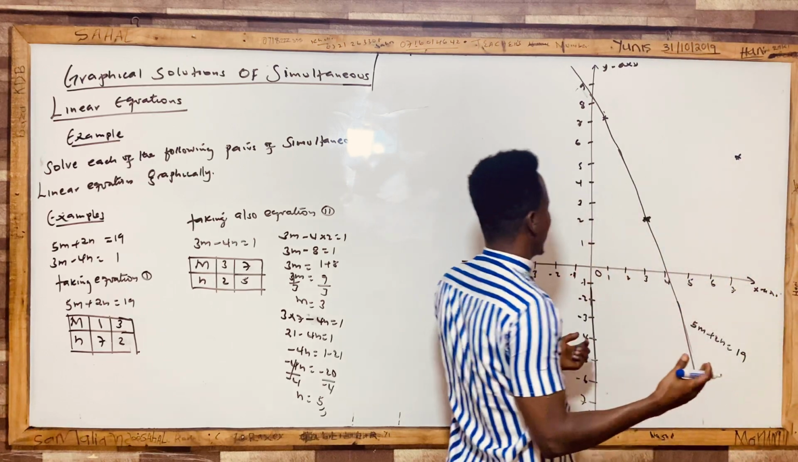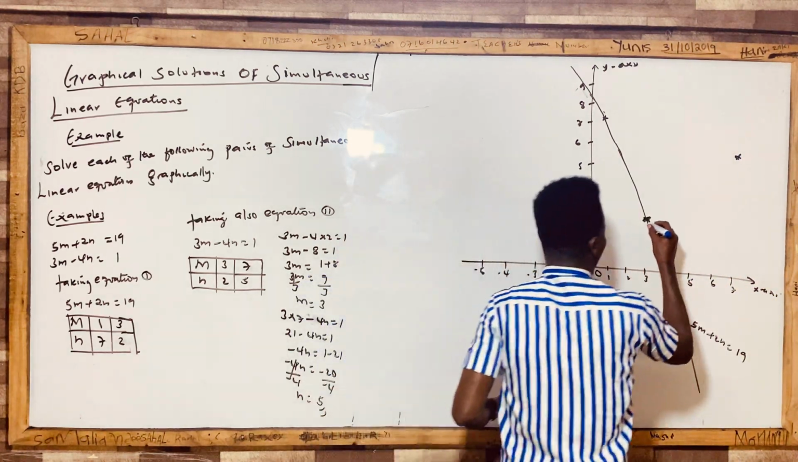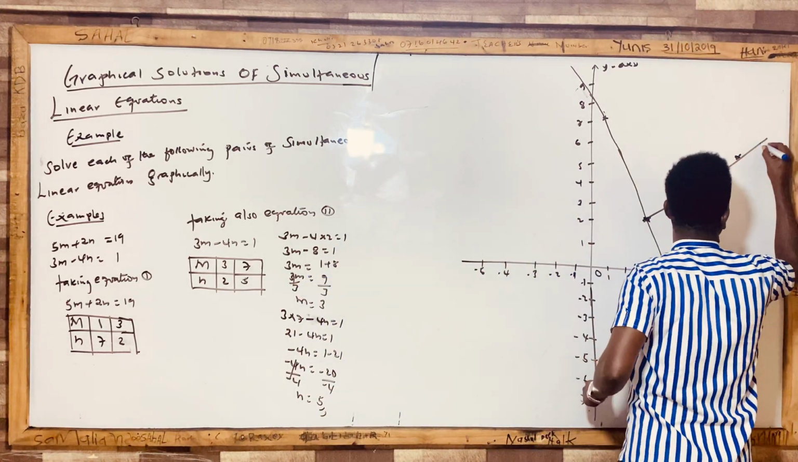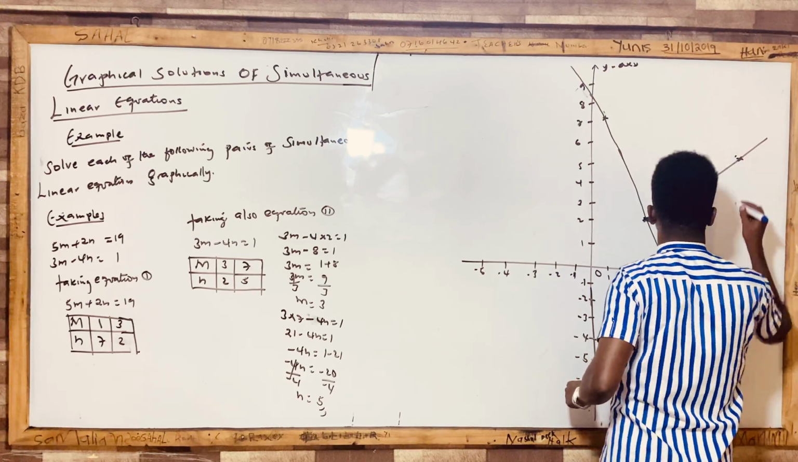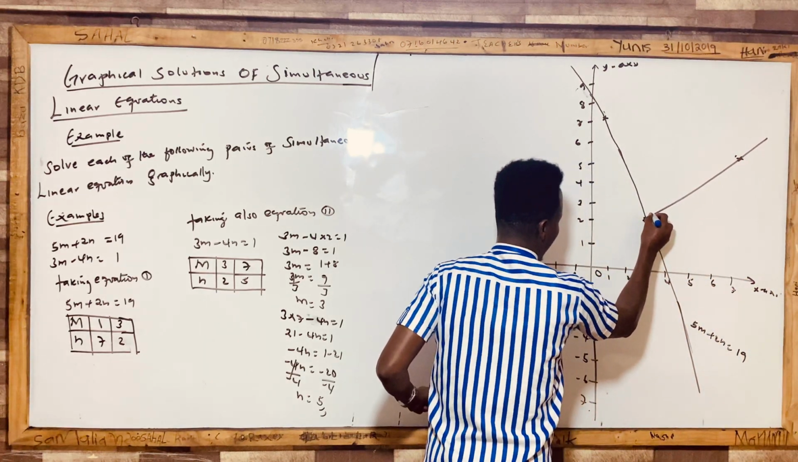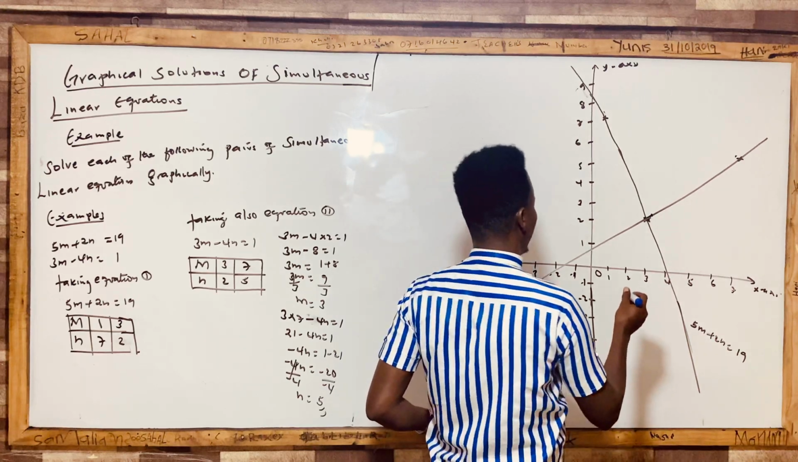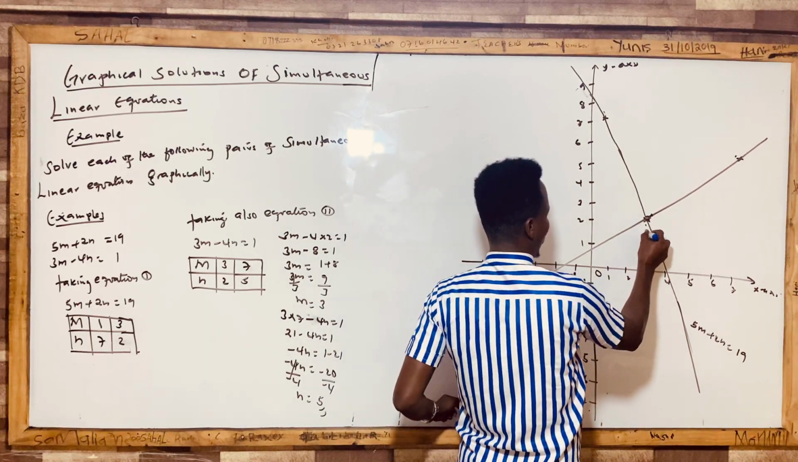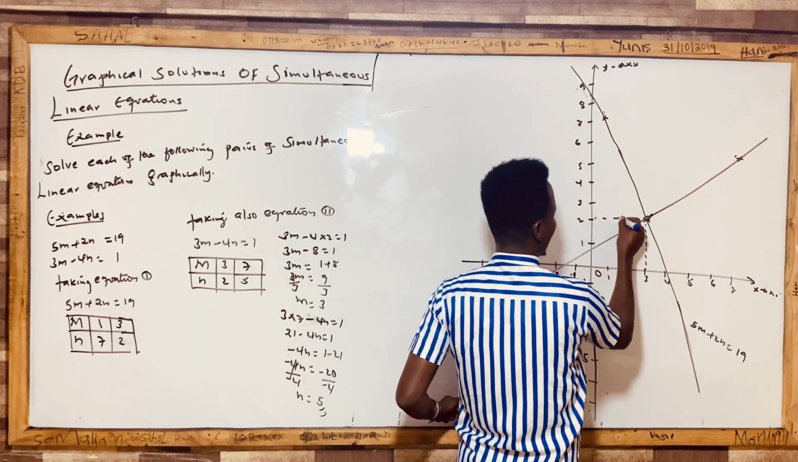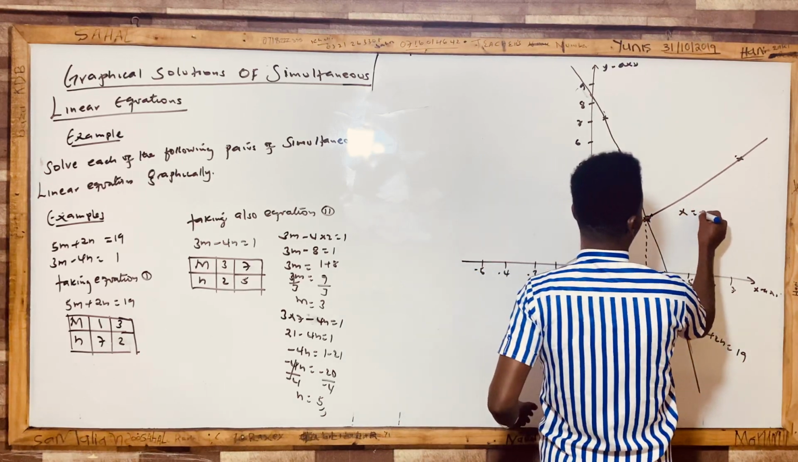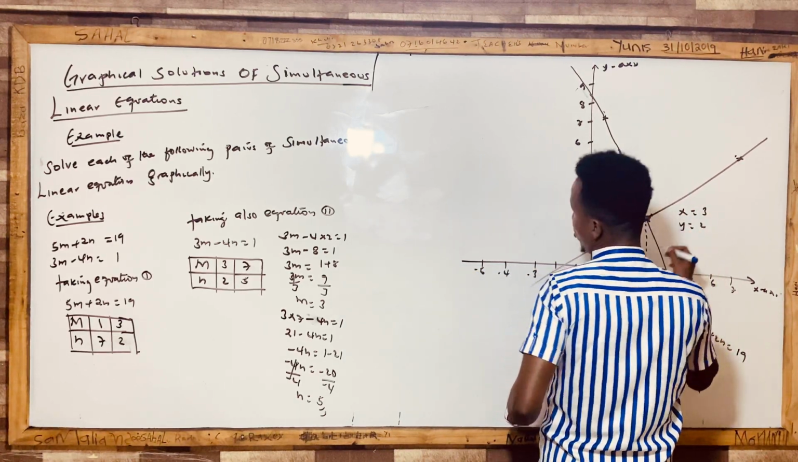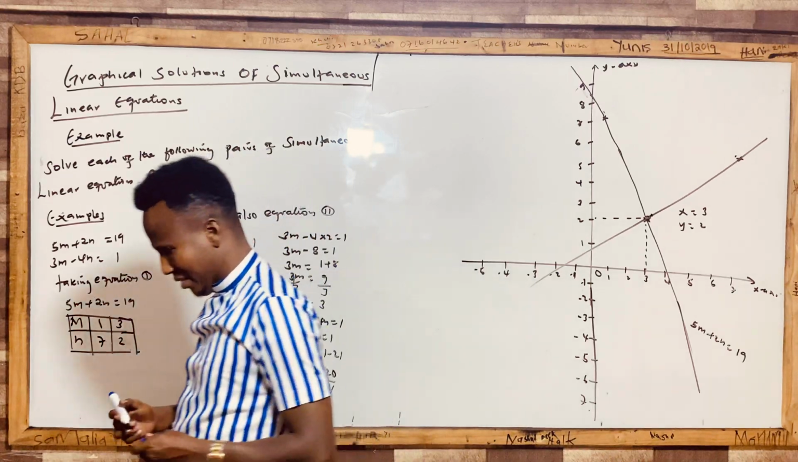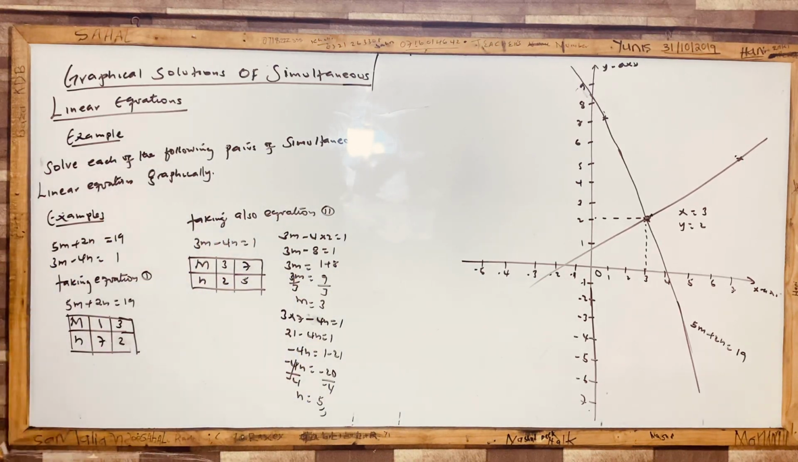You know, if you're using your exercise book, it will be very straight for you. So what I'm going to do is I will join these two. Okay? Then extend this line. Already I have my point of intersection as this point. So at this point, x is 3, y is 2. So x is equal to 3, y is equal to 2. Can you confirm this thing?